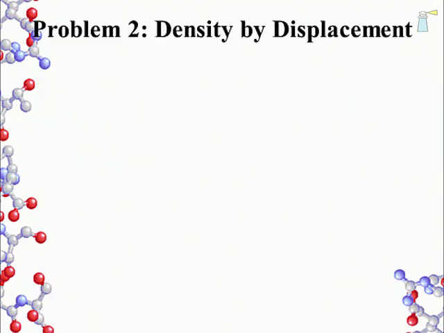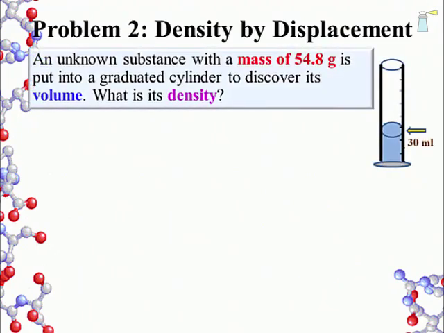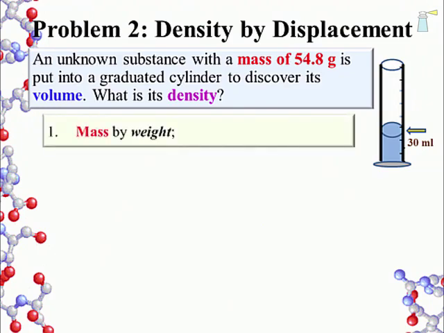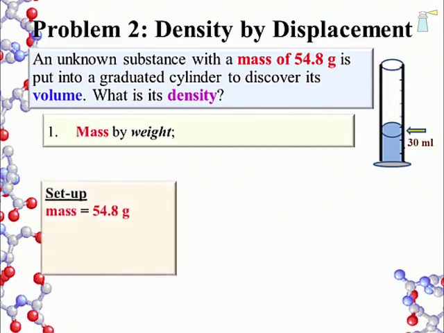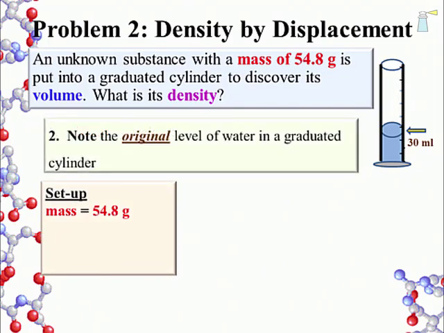Problem 2, density by displacement. An unknown substance with a mass of 54.8 grams is put into a graduated cylinder to discover its volume. What is its density? Step 1, get the mass by weighing the object on a balance. Using our basic problem-solving process, the mass of 54.8 grams is added into the setup. Remember, this is actually weight. The next step is to get a graduated cylinder, add some water, and note the level of the water. This is the original level. Here we see that it is 30 mL. Add that value to the setup.